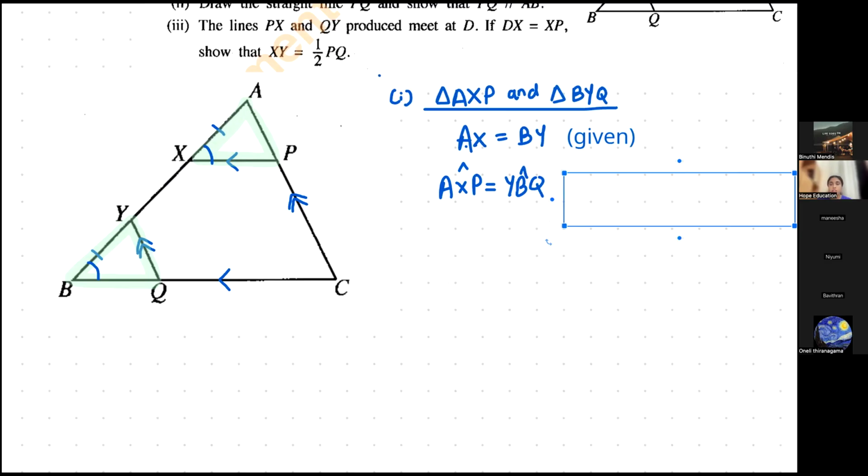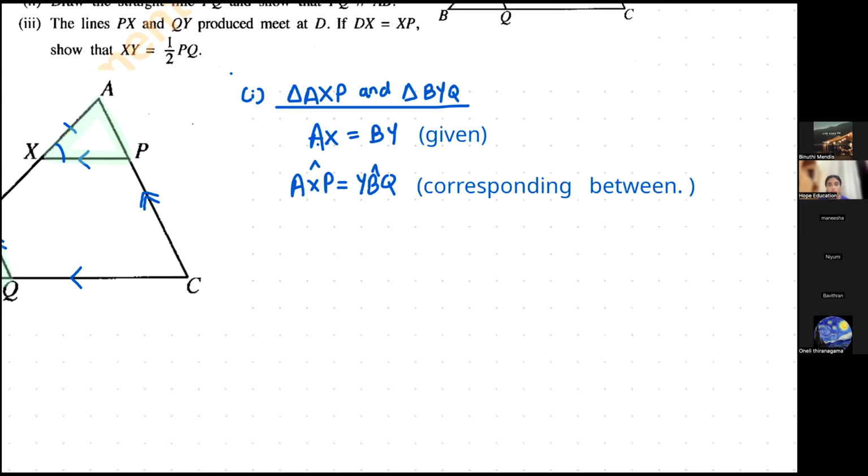You can just put the angle sign, and for parallel lines you can put the parallel sign like this. It just saves time, no?